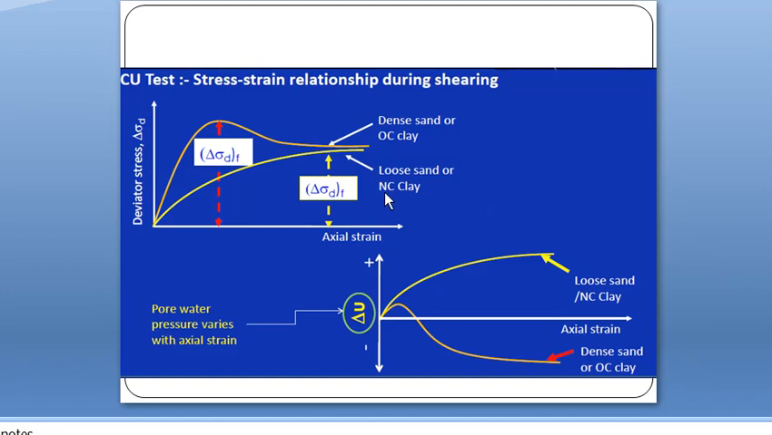Second one, this result is the same as that of the direct shear test, that is, the variation of deviator stress with axial strain. This variation is for dense sand, this for loose sand. In the case of dense sand, within a smaller value of strain, the stress value increases to a peak value, then it becomes constant. And in the case of loose sand, it is gradually varying. This was also explained in the direct shear test. The same result is in the triaxial test also. This is the variation of pore water pressure with axial strain. Here also in the dense sand case, firstly it increases, then decreases, and in loose sand it will be gradually increasing.